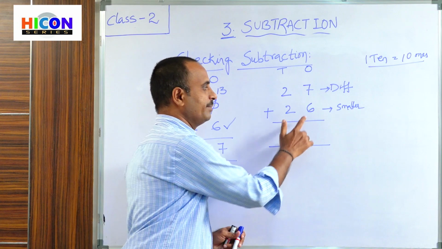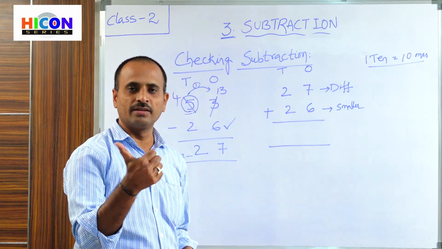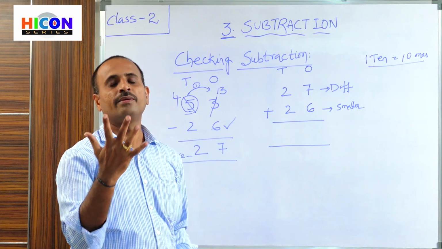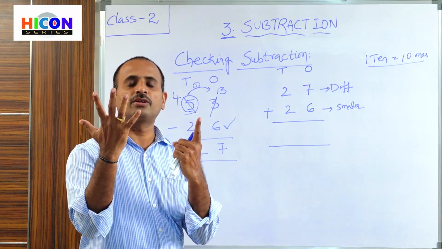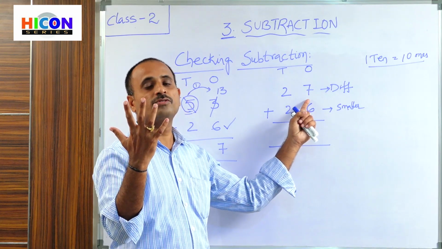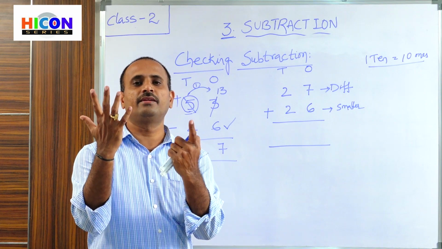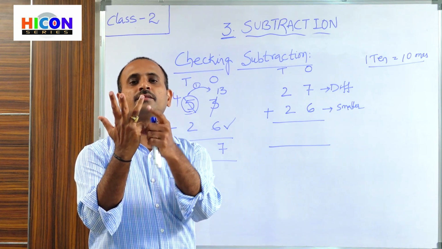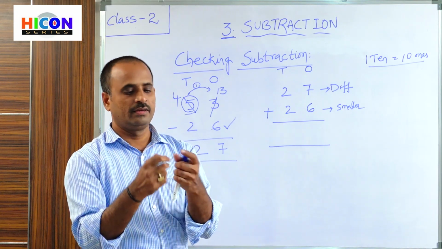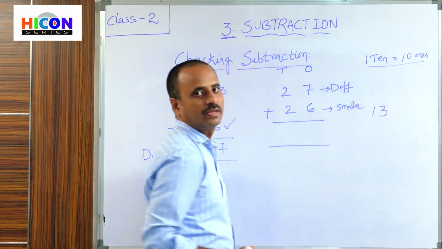So what is the second number here? 6. Open 6 fingers of your hand. It is 1, 2, 3, 4, 5 and 6. Start counting from the first number. What is the first number here? 7. After 7, what will we get? 8. So start counting from 8. 8, 9, 10, 11, 12, 13. So the answer is 13 and we have got 2 digits as the sum.